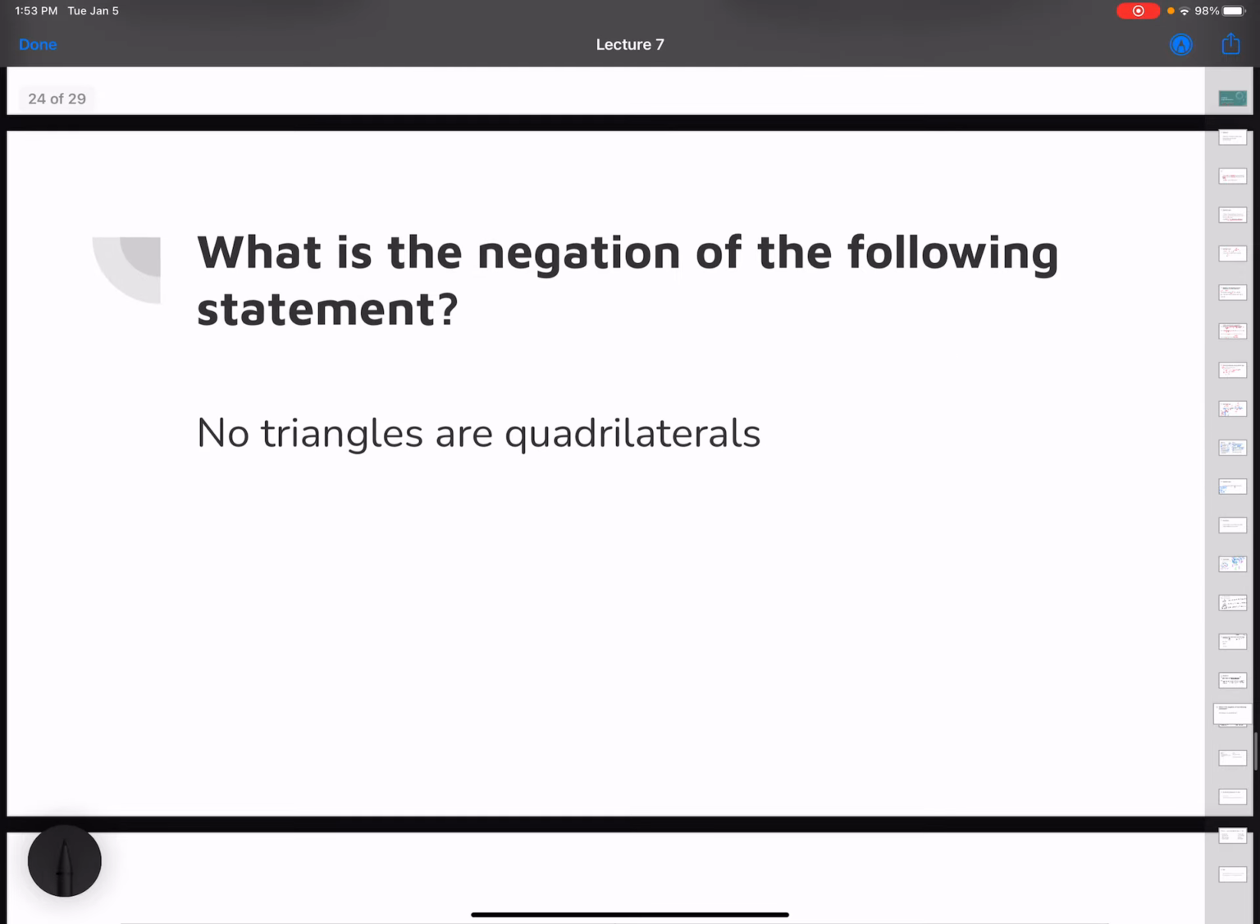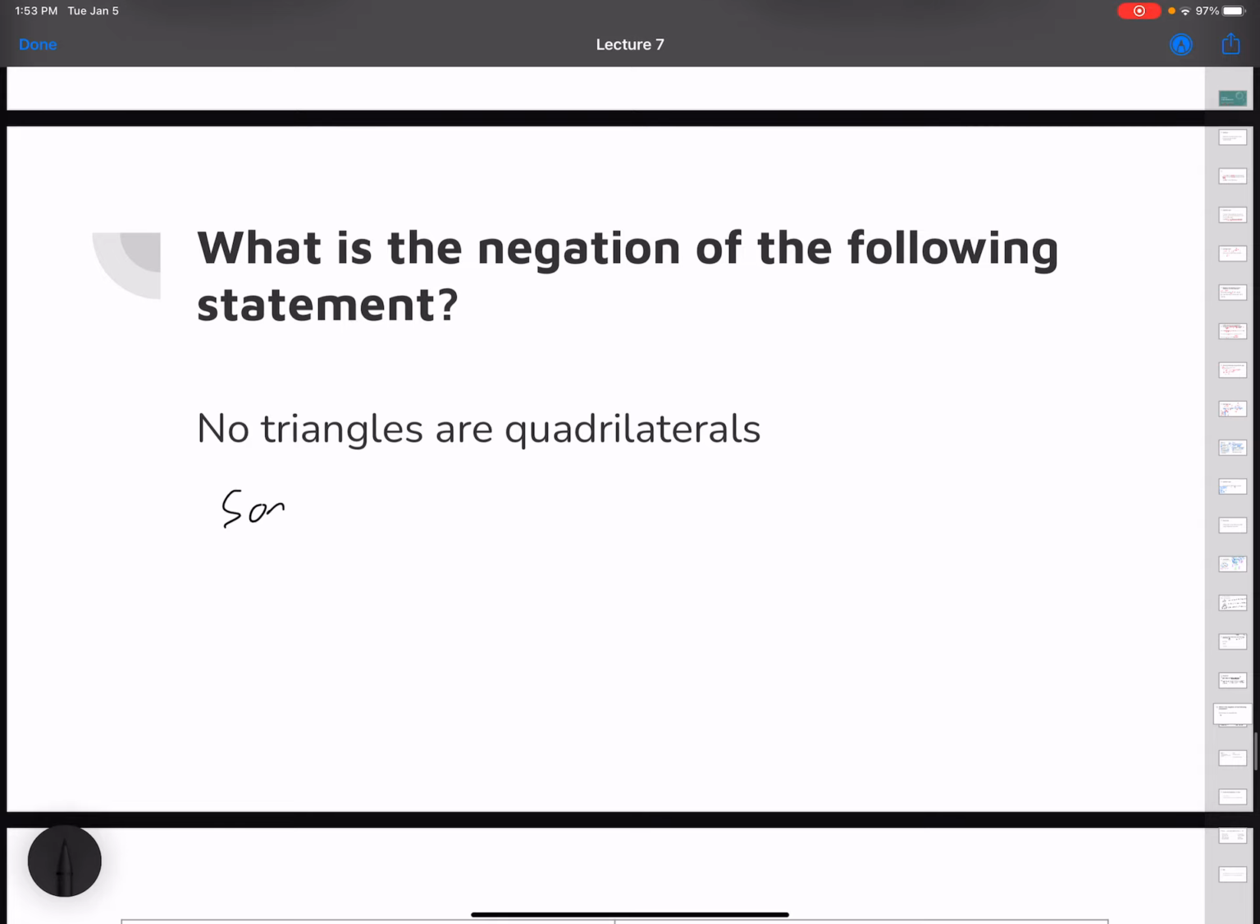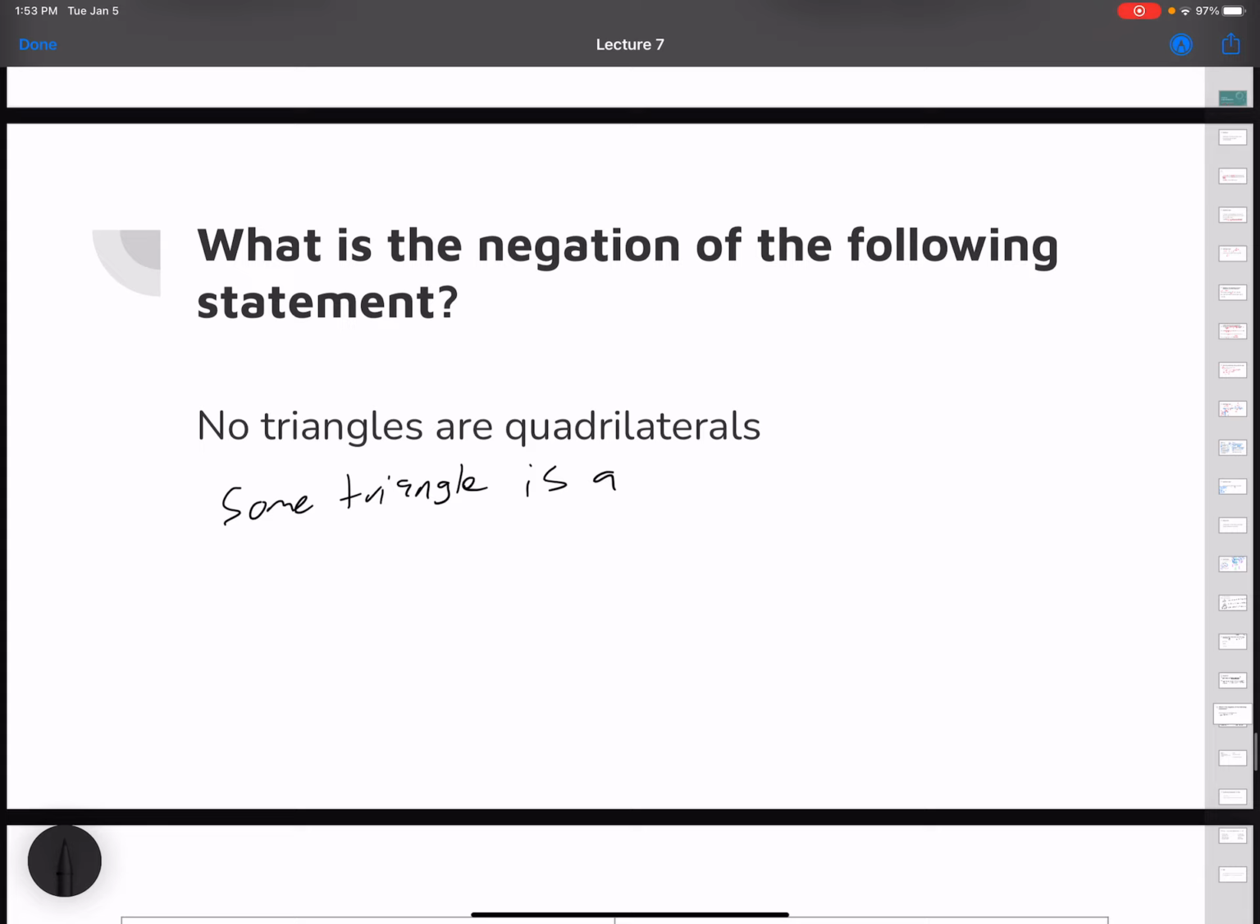So for example, what would be the negation of the following sentence? No triangles are quadrilaterals. The negation to this sentence would be, take a minute and try to guess what you think it would be. It would be some triangle is a quadrilateral. Why? Because the statement given is the same thing as saying none of the triangles are quadrilaterals. So the opposite would be some triangle is a quadrilateral. There is some triangle that is a quadrilateral.